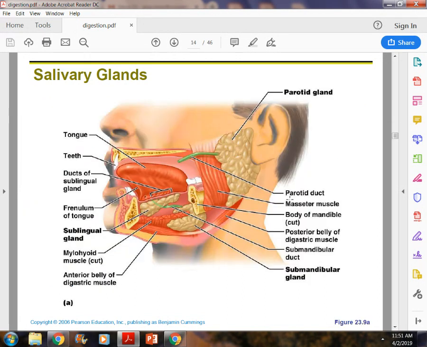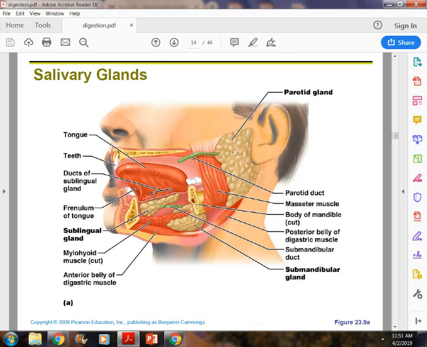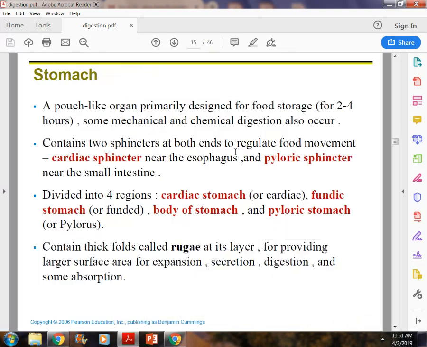So there's where you see your salivary glands. These are the submandibular, and this would be your sublingual, and this would be your parotid. So this would be your parotid. That is your submandibular, and this is your parotid salivary gland.